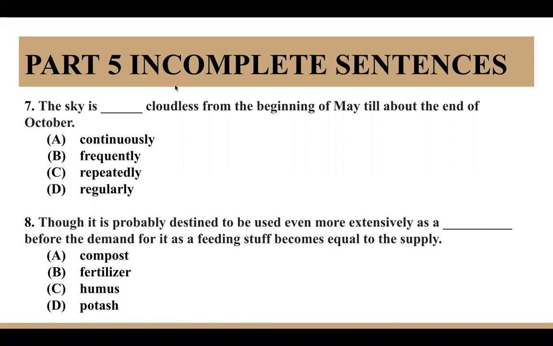Good, right? Moving to the next question, number 8. Though it is probably destined to be used even more extensively as a blah, blah, blah. A what? As a, before the demand for it, as the feeding stuff become equal to supply. Though, contradiction here, right? So we can notice from the transition here. It is probably destined to be used even more extensively as a compost fertilizer, humus, or potash. What is that actually? Equal supply, demand for it, and feeding stuff become equal to supply.